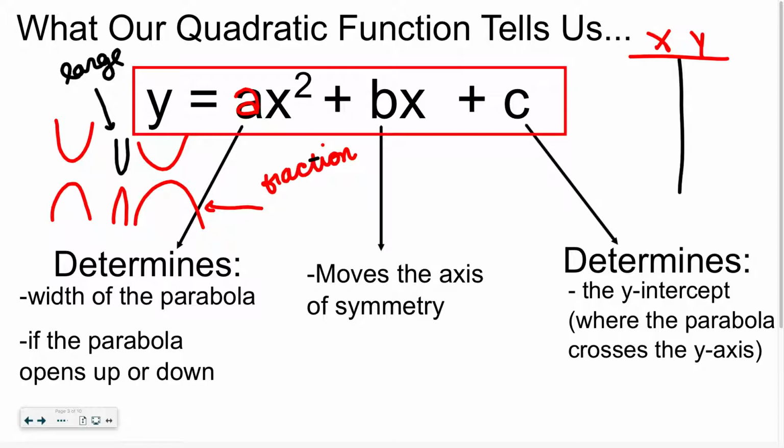And then yesterday we started to talk about this B value. We already knew that A changed the shape and direction. C changed the up or down, like it shifted it. So B had to really move it side to side. It was the only other direction that we were left with. That B value moves your axis of symmetry.